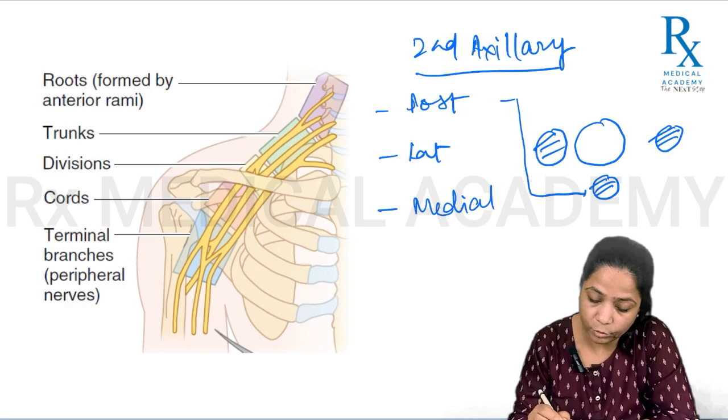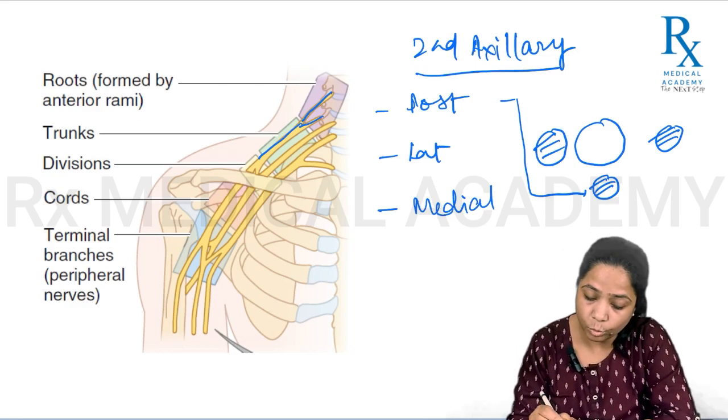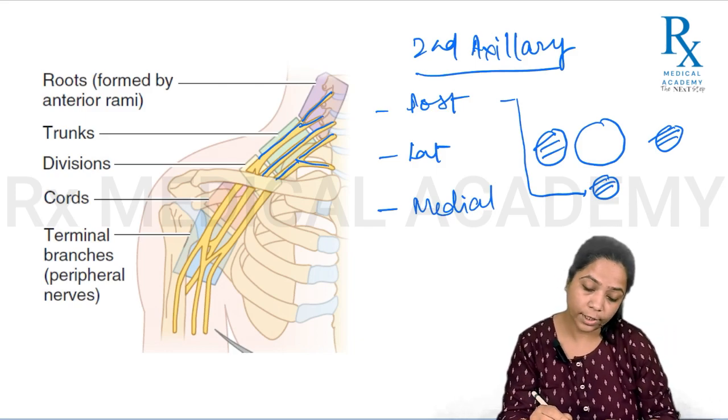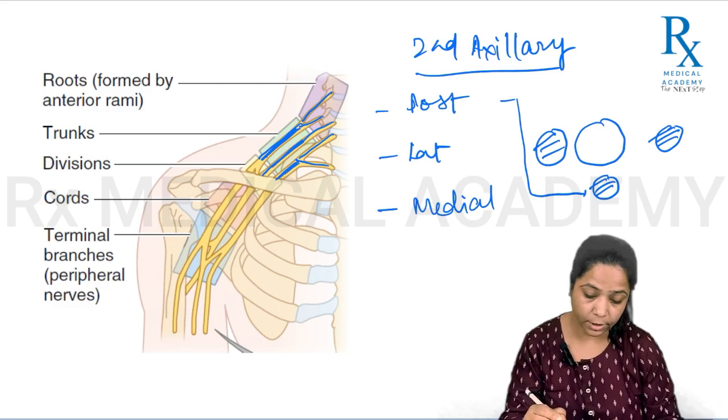So in this diagram, you can see the primary rami of C5, C6 form the upper trunk. The root of C7 continues as the middle trunk. Then the roots of C8 and T1 unite and form the lower trunk. So here you are seeing the upper trunk, the middle trunk and the lower trunk.